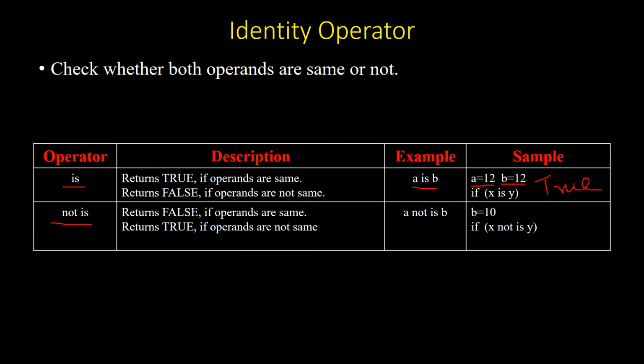Then next, I am going to change the B value. Here I am going to consider the B value as 10, that is the Y value as 10. X is not Y. So here the A value is 12 and the B value is 10. If both operands are not the same, what will it return? Here it will also return true. Suppose both values are A equal to 12 and B equal to 12, then it returns the false value. So like this the identity operator is executed.